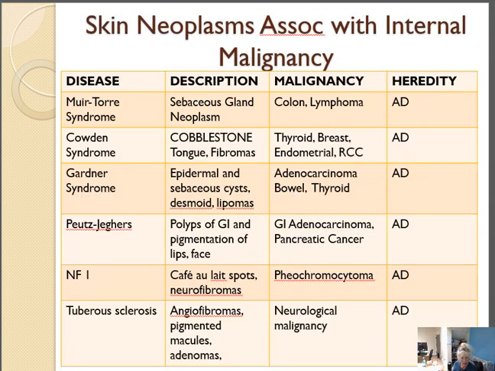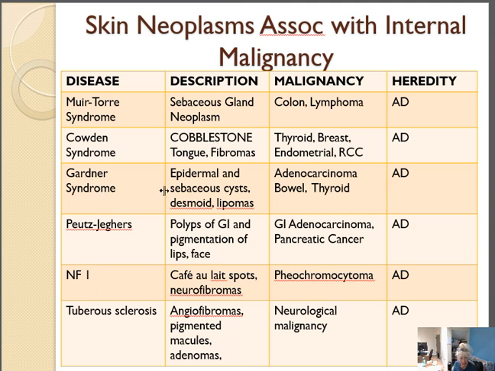So this just kind of goes into some of the different cancers. AD is autosomal dominant, you see. Peutz-Jeghers. So Muir-Torre syndrome, sebaceous gland neoplasm. Malignancy goes to the colon and lymphomas. It's autosomal dominant. Cowden disease. Description, cobblestone tongue and fibromas. You see it in malignancies of the thyroid, breast, endometrial, and renal cell.